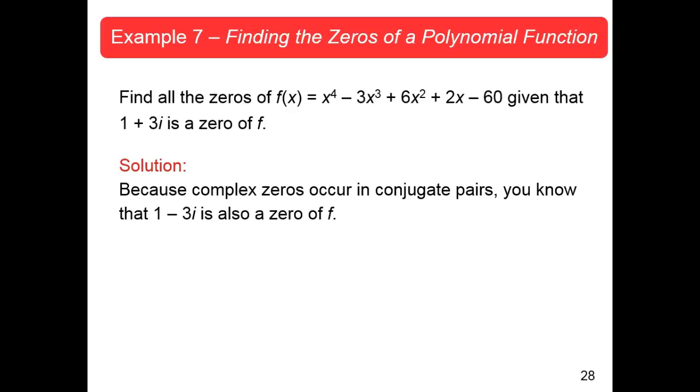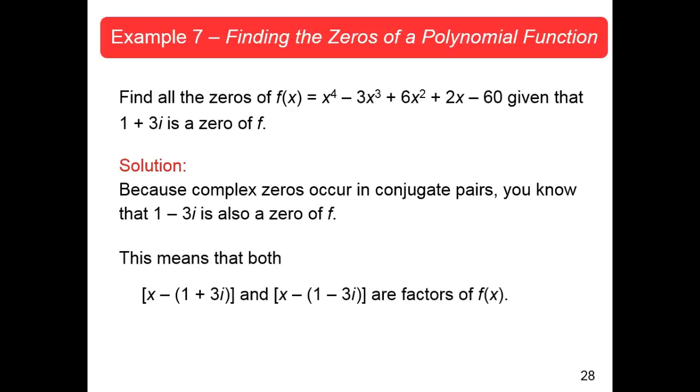Because the complex zeros occur in conjugate pairs, because you have real coefficients, you know that 1 minus 3i is also a 0. Okay, so what they do, that means both of those are factors. So x minus 1 plus 3i and x minus 1 minus 3i are both factors because you just subtract them from the other side of the equation.